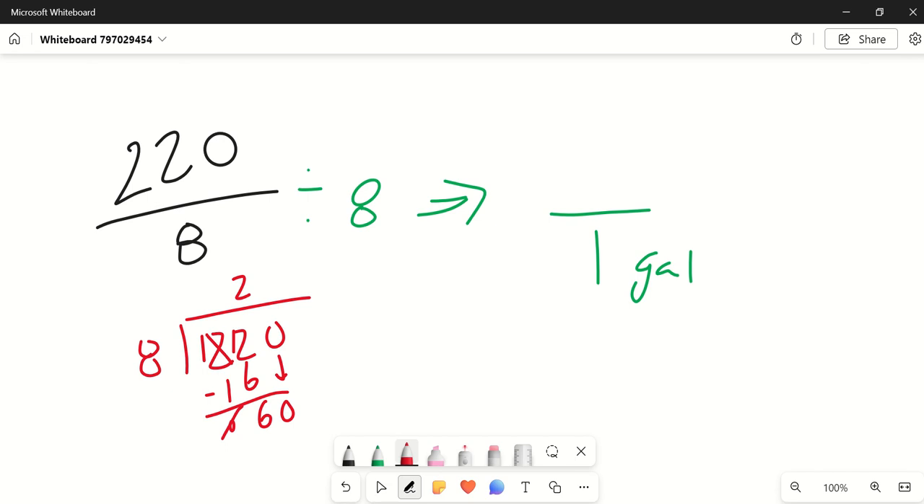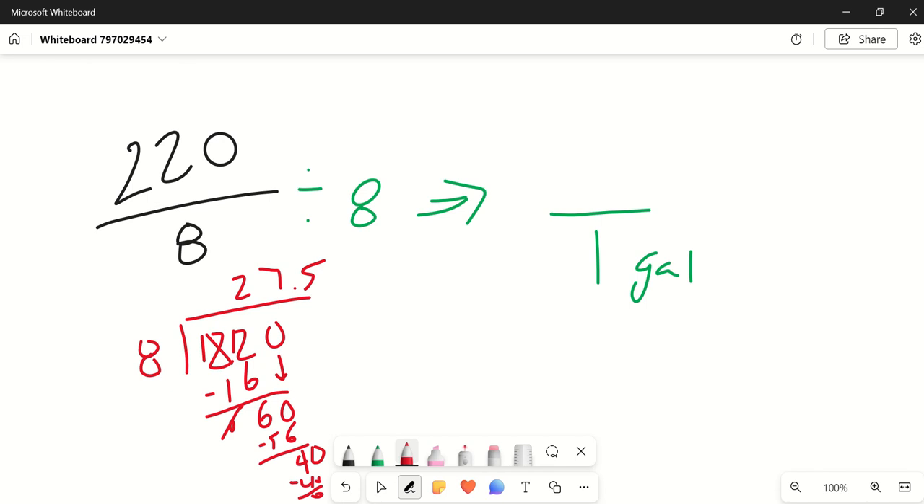So I'm going to go based on my previous knowledge. And I know 8 times 7 is 56. And if I add another 8 to that, that would be 64. So it is going to be 7. 56. And I'll have 4 left over. And we know that when this happens, we would need to put a decimal, bring down a 0. 8 will go into 40 5 times. And that will be the end of that.